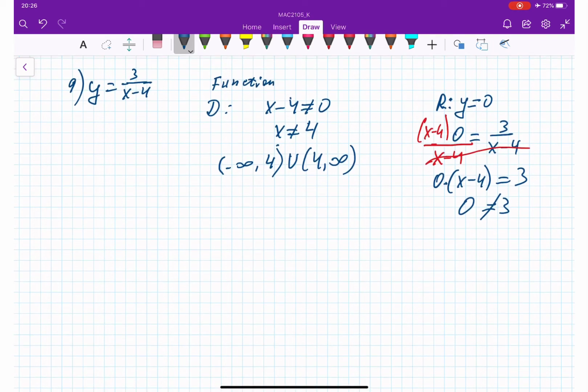So the value of range is going to be negative infinity to 0, and then from 0 to positive infinity. That's all. Moving to question number 10.